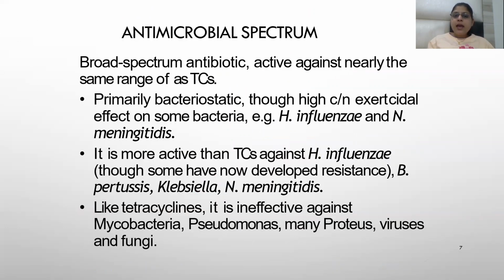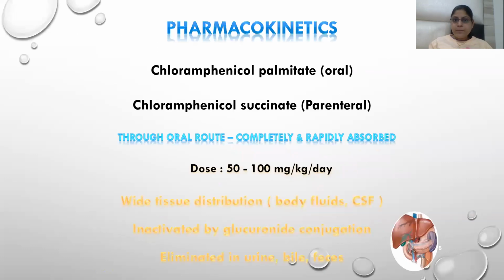The antimicrobial spectrum is similar to the tetracyclines, and it is basically bacteriostatic in nature, but at higher concentrations it is bactericidal to Haemophilus influenzae and Neisseria meningitidis. It is active against Haemophilus influenzae, Bordetella pertussis, Klebsiella, and Neisseria meningitidis. And like tetracyclines, it is ineffective against mycobacteria, Pseudomonas, Proteus, viruses and fungi.